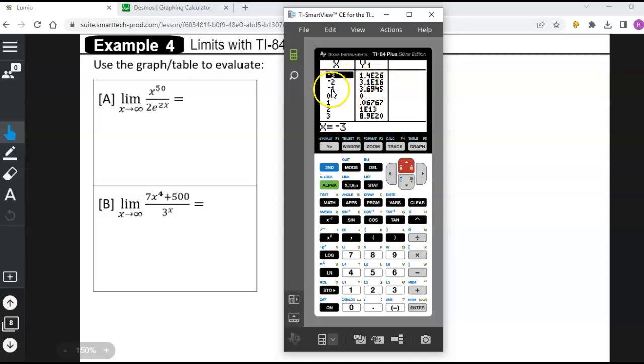Then when x is negative 1, 3.6945. Now we're at reasonable numbers, we're getting close to 0. At 0, we're at 0. So the limit approaching 0 from the left side is 0.